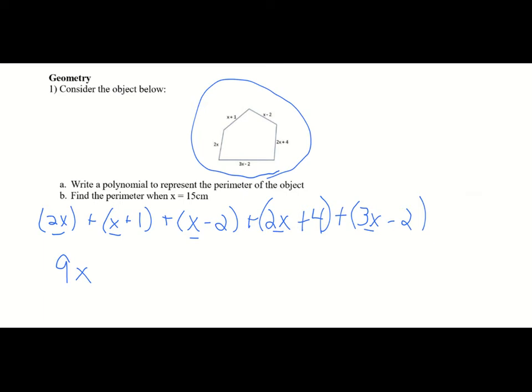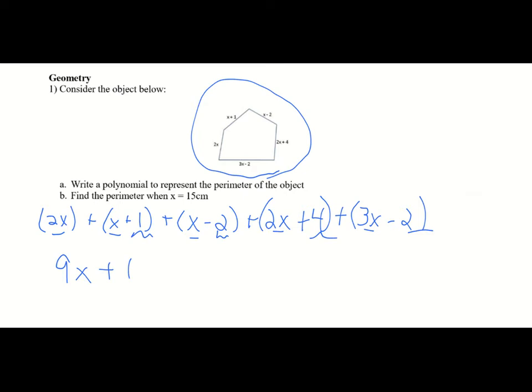And now let's look at our numbers. So we have 1 minus 2. So that's going to give us negative 1. Negative 1 plus 4 will give me 3. And then 3 minus 2 will give me a positive 1. So our simplified expression is 9x plus 1.